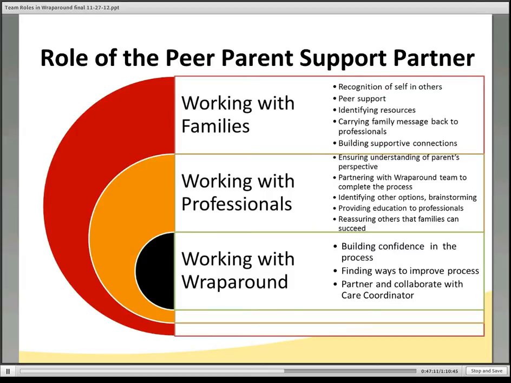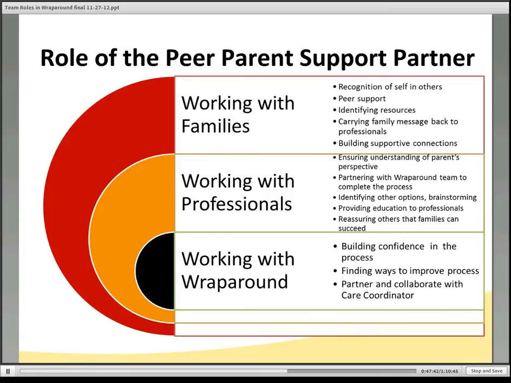Parent support partners partner with the Wraparound team to help complete the process. They are there to brainstorm and identify other options. They can help provide education to professionals, oftentimes about the things that are out in the community, or about services that the family's tried, and help get the point across about what might be helpful and what might not be helpful.